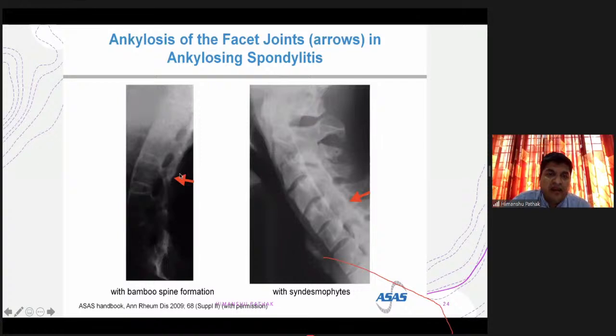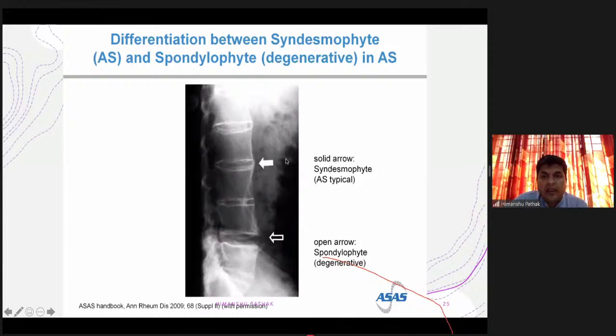Sometimes you may find facet joint abnormality with bamboo spine. And radiologically, you can in fact differentiate what is ankylosing spondylitis and what is degenerative or osteoarthritis. The syndesmophytes of ankylosing spondylitis travel vertically, and that's how the fusion happens in the subsequent vertebra. On the contrary, the spondylophytes of osteoarthritis travel horizontally. So you look at the X-ray and you can say, okay, this is ankylosing spondylitis and this is osteoarthritis.